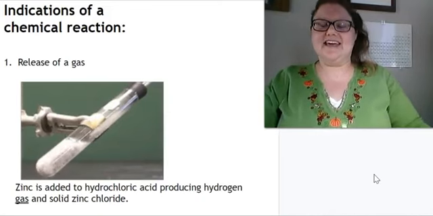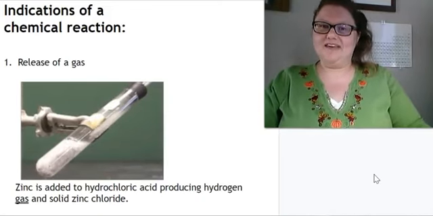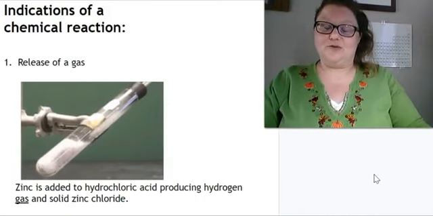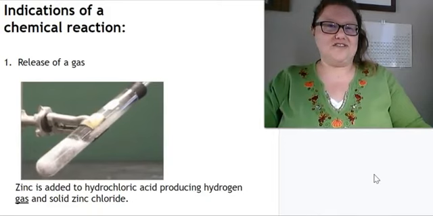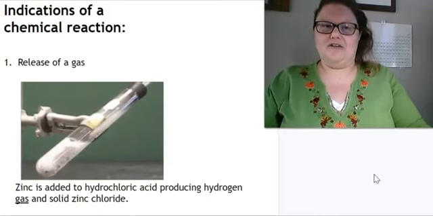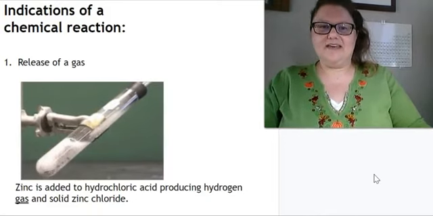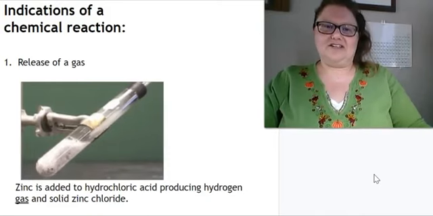Next, we come to indications of a chemical reaction. There are several ways we can tell if what we're observing is an actual chemical reaction, or just a mixture of a few substances. The first one we're going to talk about is when a gas is released.